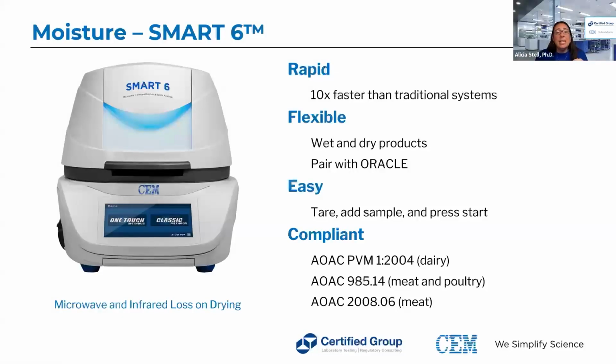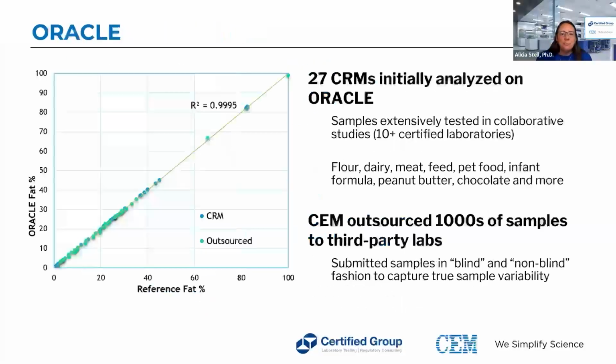The Smart 6 system is 10 times faster than traditional drying methods. It's very flexible. You can use it with any of the products we're talking about. You can use it with this smart system, and it pairs directly with that Oracle. So they kind of talk to each other. It's a nice little setup. So you're getting your drying in a matter of minutes and your fat in a matter of seconds. So in a very fast time frame, you can achieve this entire process. Okay, if we move on.